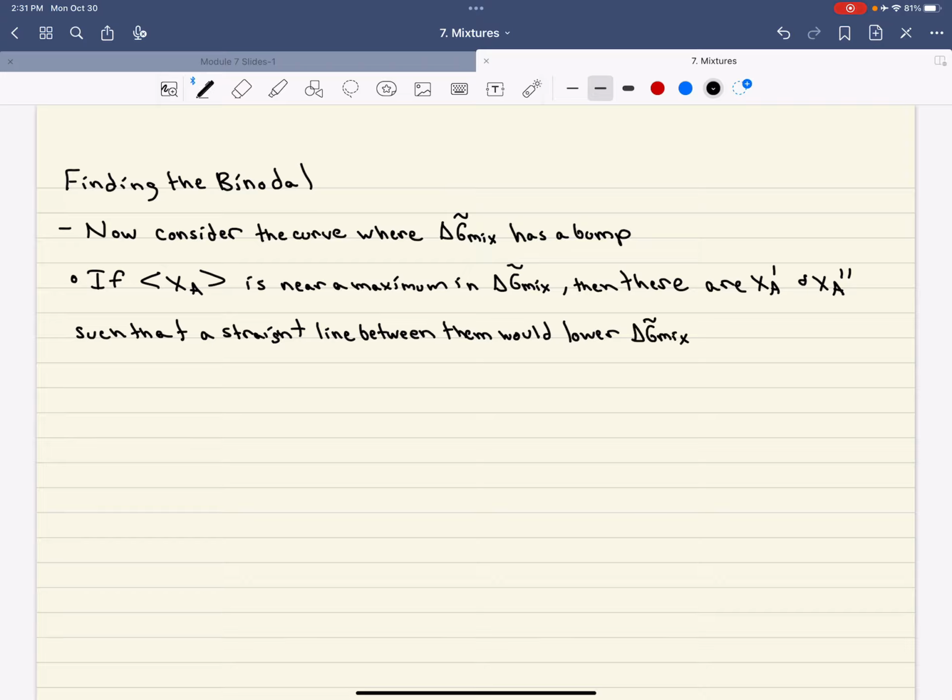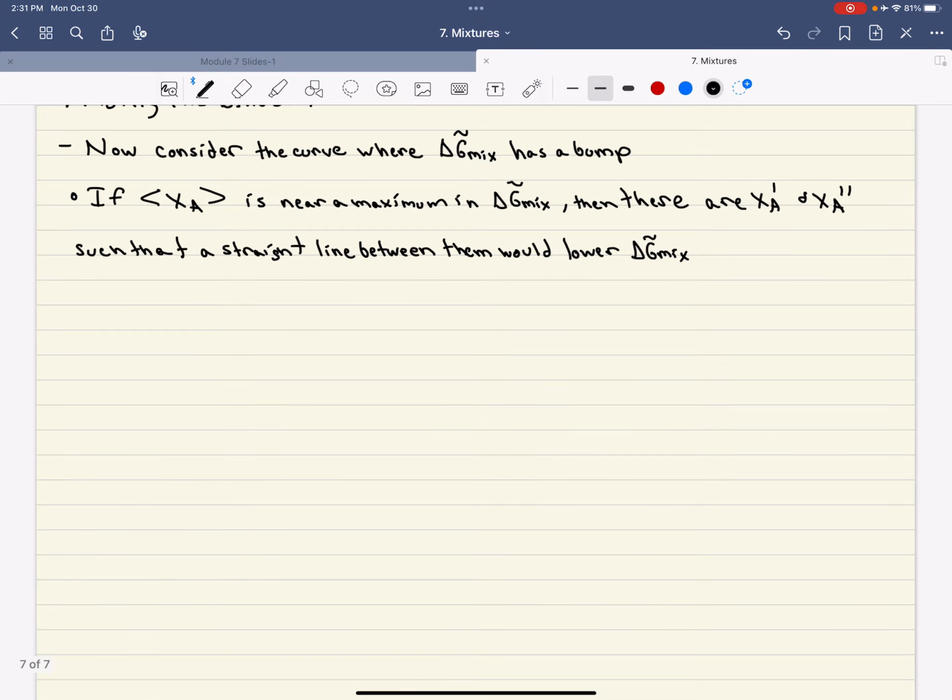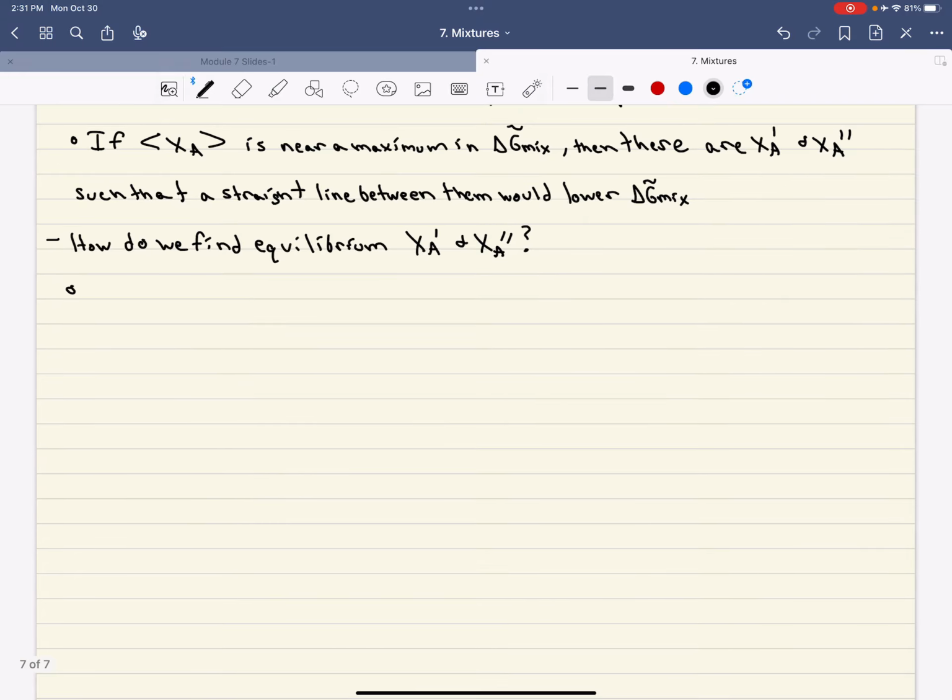Okay? Alright, and so that begs the question, how do we find the equilibrium values of xa prime and xa double prime? Okay? And why exactly is that straight line important? The answers to this question all result from our definitions of the equilibrium criteria.